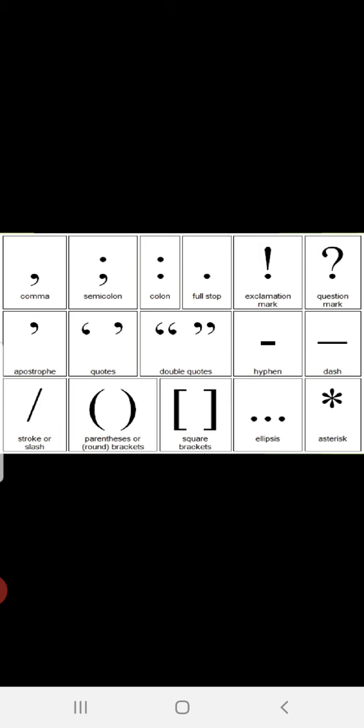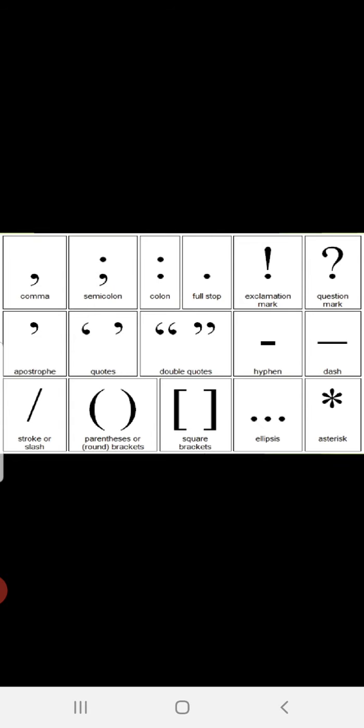You can see first one is comma, second one is semicolon, third is colon, fourth is full stop, exclamation mark, question mark, apostrophe, quotes, double quotes, hyphen, dash. You can see the difference. Hyphen is smaller one, dash is bigger, hyphen is bold also. Yeah, then you can see here stroke or slash. Normally we tell as slash.